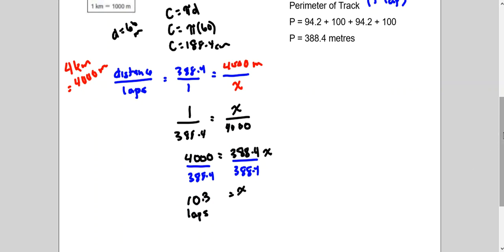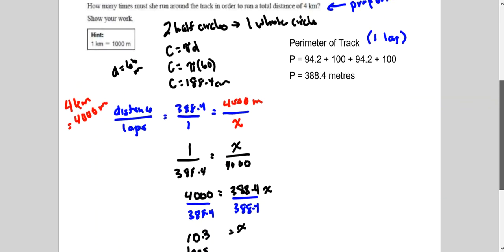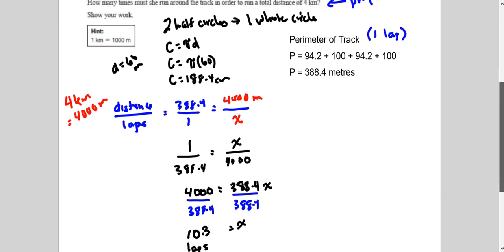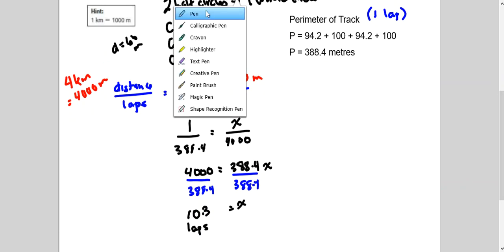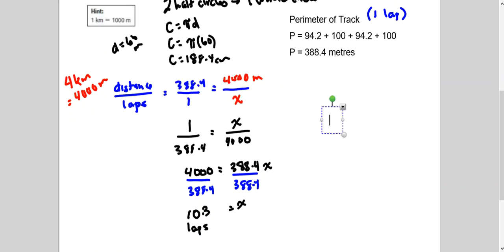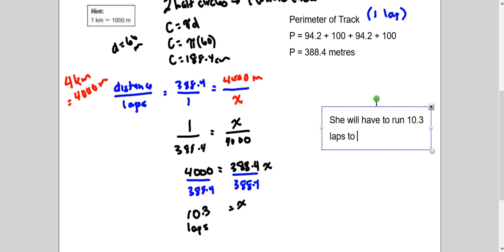All right, so the question there is, how many times must you run around the track in order to run a distance? All right, well, we'll have to run 10.3 laps to run a total of 4 kilometers, which means 4,000 meters. There you go. So hopefully that's helped as you're moving forward with learning this.